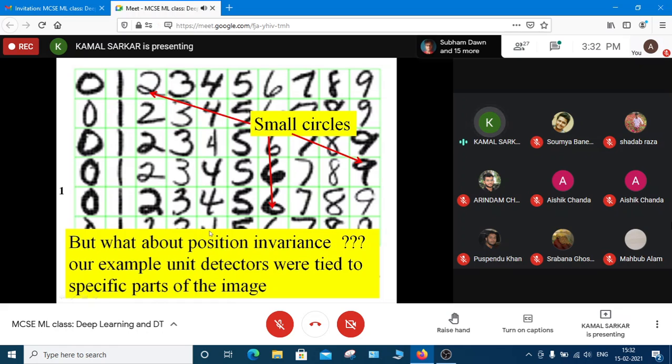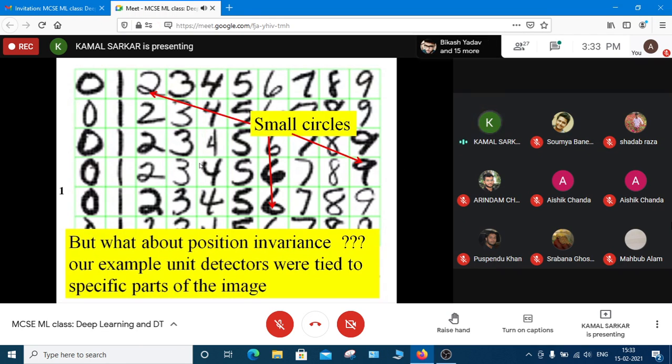But a more sophisticated network is required to deal with this issue. So I am not going into the detail of how the position variance or position invariance problem can be solved. If you take any course on deep learning online, then you will be able to understand how the network can be made position invariant.